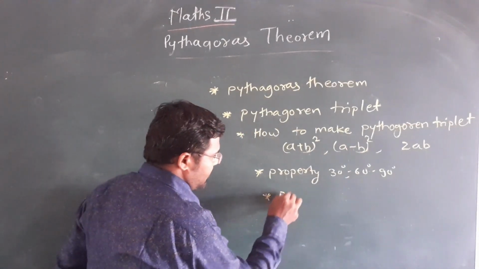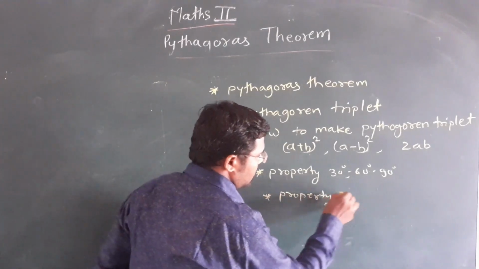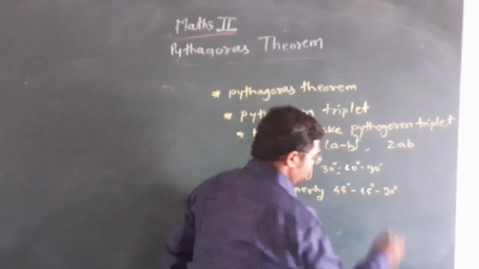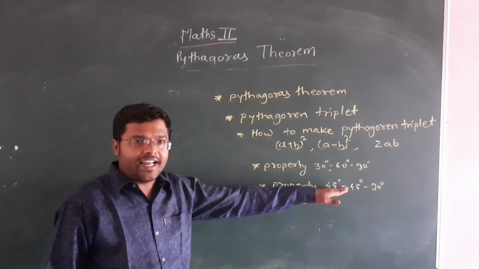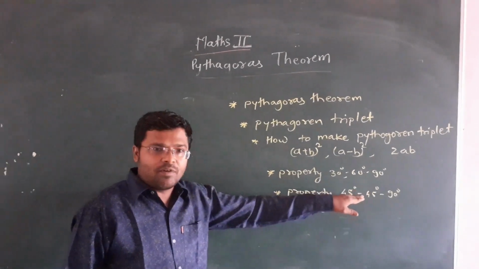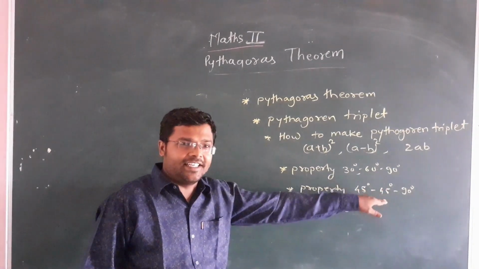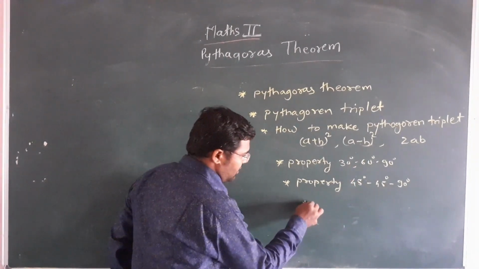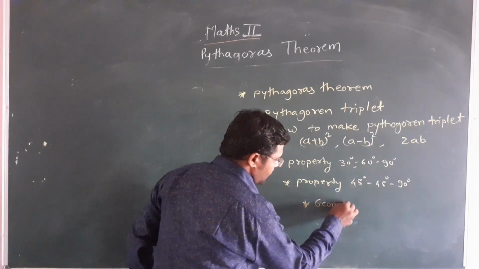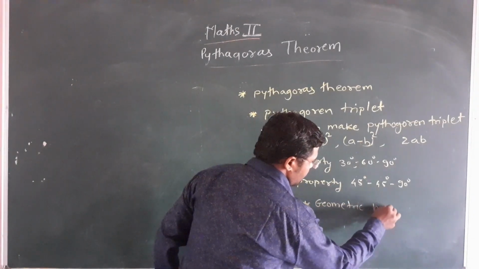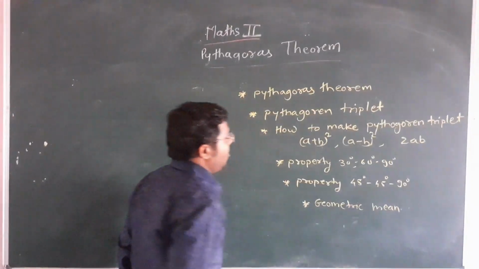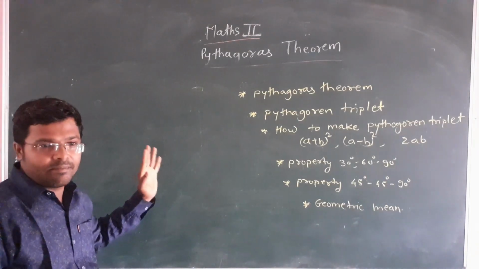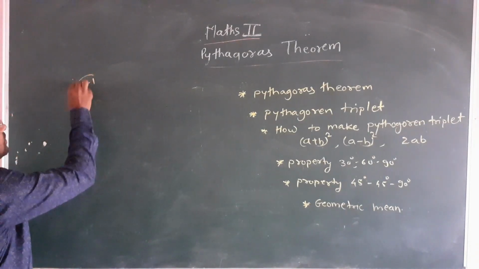The next property is the 45, 45, 90 triangle. This is the isosceles right angle triangle. In these properties, the opposite side of a 45 degree angle is 1 upon root 2 of the hypotenuse. And the last one is the geometric mean. Use all of these properties to solve the examples in 2.1.